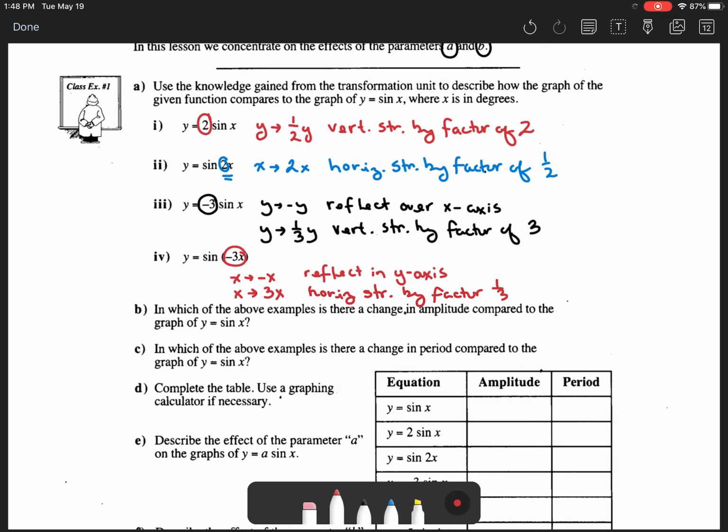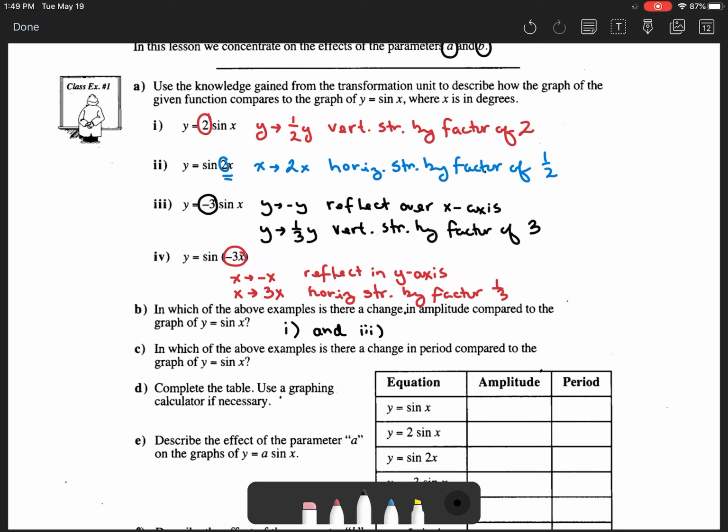In B, it says, in which of the above examples is there a change in amplitude compared to the graph of sine of x? Remember, amplitude is max minus min divided by 2. So I want to be changing the max and min, or the distance between the max and the min. When there is a change in amplitude, that means there's going to be a vertical stretch. So in which of the graphs above is there a vertical stretch? Well, that would have been in example 1 and example 3.